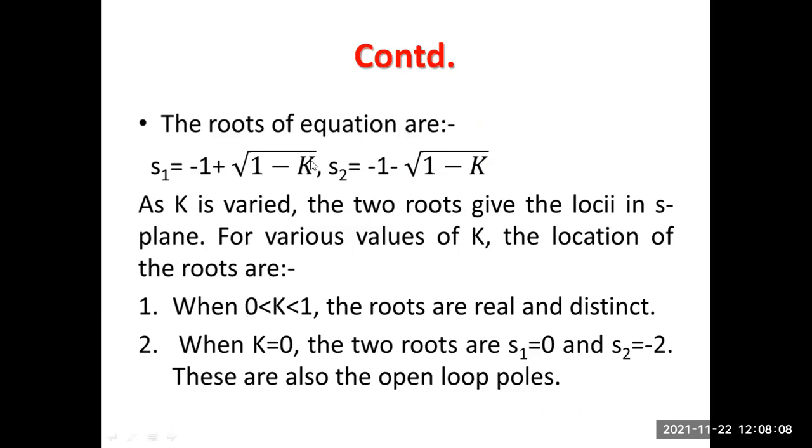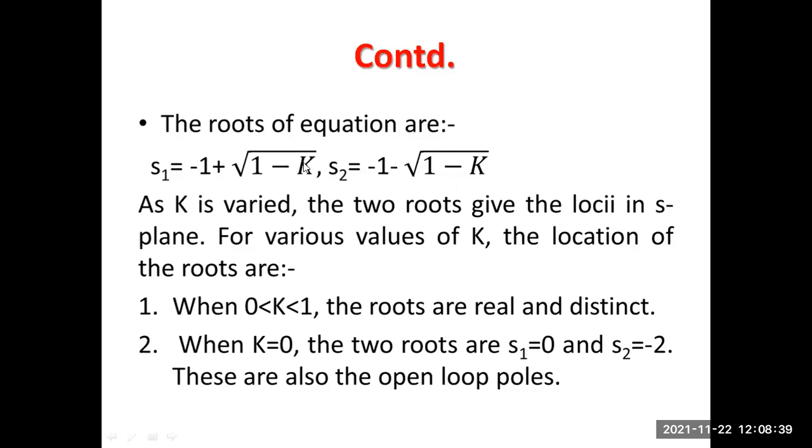So obviously, if you vary this k, S1 and S2 will change. That means for different values of k, you will have a set of locus. Okay, a set of locus will be formed. For various values of k, the location of the roots when 0 less than k less than 1: k is less than 1 means the roots will be real because this will be positive, this will also be positive. So your roots will be real and distinct.